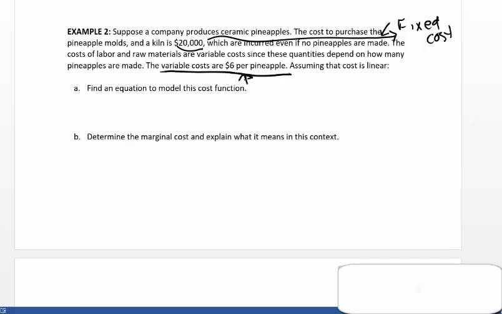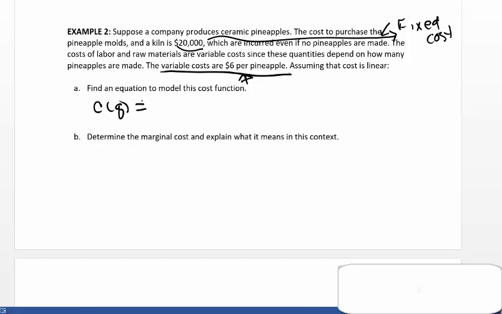The word per is also a key indicator. That's a word that tells us that we're talking about multiplying things together. So here, that $6 per pineapple helps me understand that it's related to the quantity. So again, for now, we're assuming that cost is linear. We want to come up with an equation that models this cost function using these numbers. So you can use y equals mx plus b, but we want to get in the habit of using the variables that relate to the scenario. And in economics, we often use C and Q. C for cost, Q for quantity.